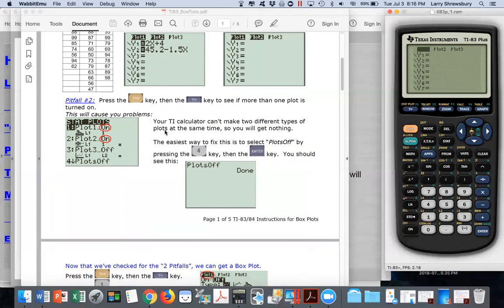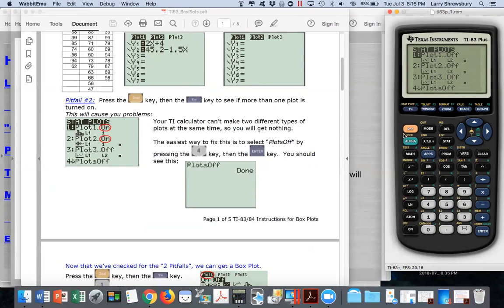Now pitfall number 2 is, we'll check it by pressing Y equals. Whoops. Let me press second quit, to get back to the home screen. Now I'm going to press second Y equals. There we go. Now you see you've got 3 plots here. They all need to be off. But like you see over here, you might have more than one plot turned on. And if they're of different types, you're not going to get anything to show up on your calculator.